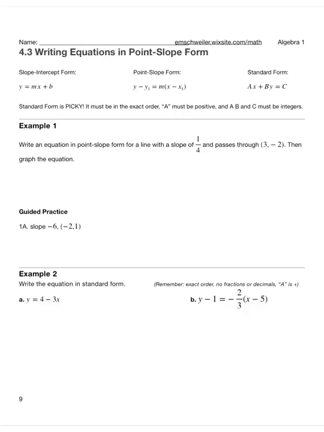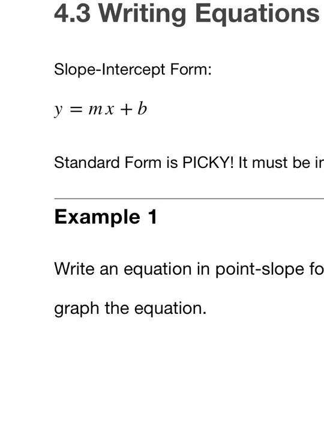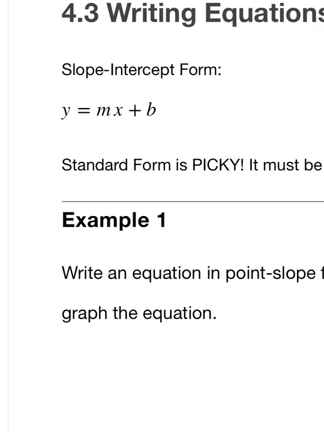Okay, so at the top of this paper, I have all three formulas that you will need to have memorized. So this one we know so far. We know slope-intercept form is y equals mx plus b, and the m stands for our slope, and the b stands for our y-intercept.